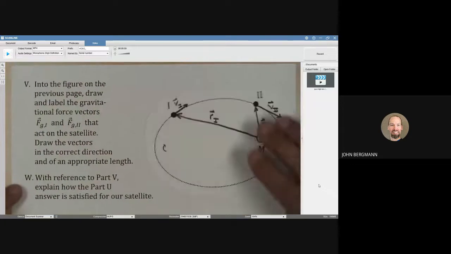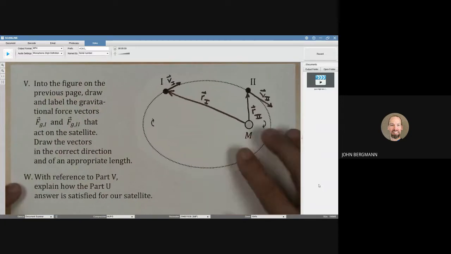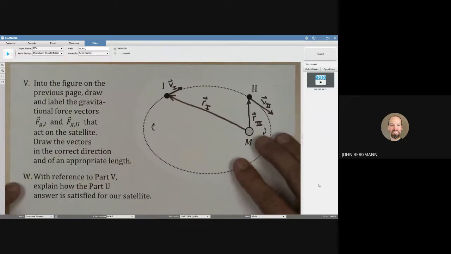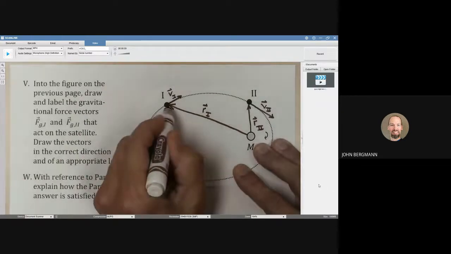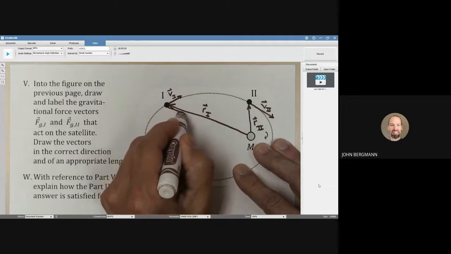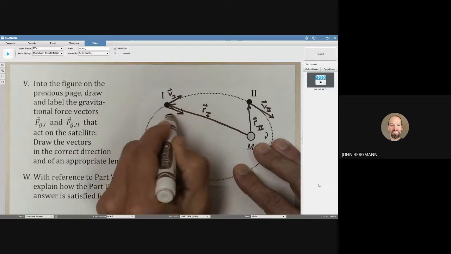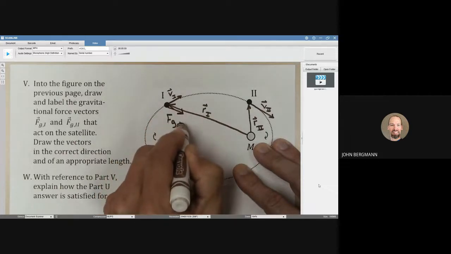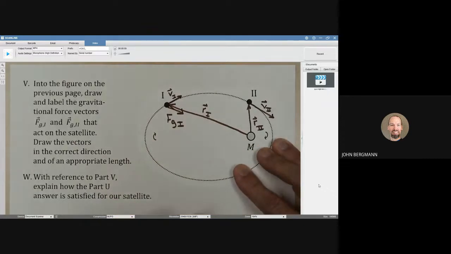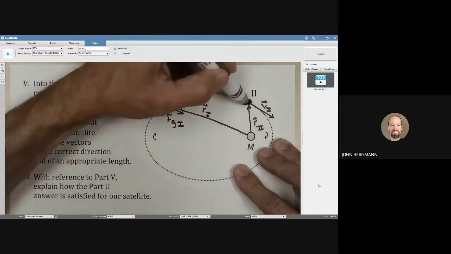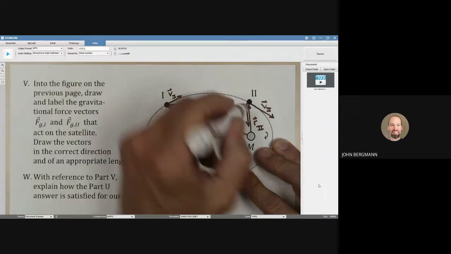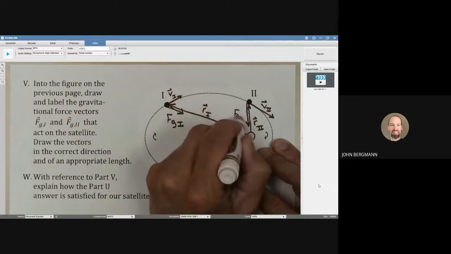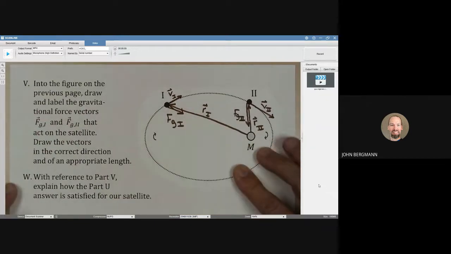So into our figure, let's draw and label the gravitational force vectors. And the force of gravity is going to pull this way. Fg, I'll call it Fg1. And then we have Fg2 is going to pull this way, and it should be bigger. I'm trying to make that a little bit bigger. Fg at point 2, just like that.